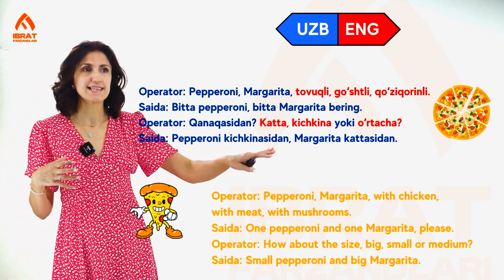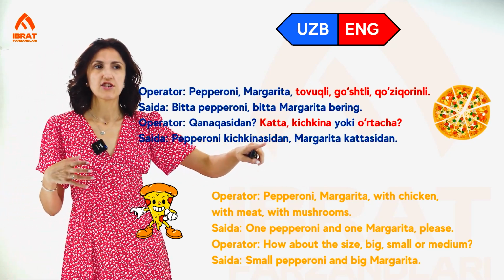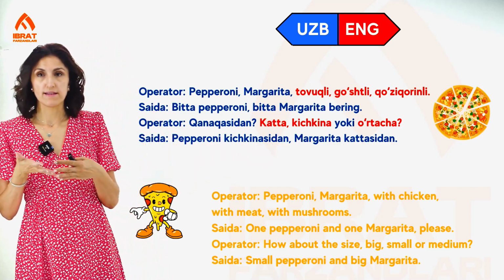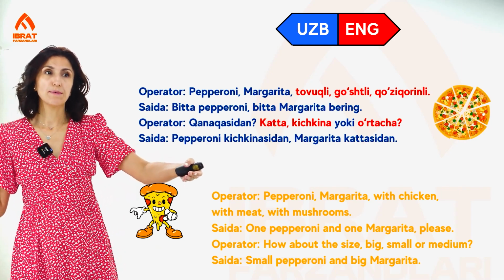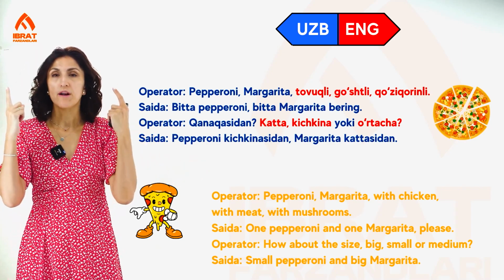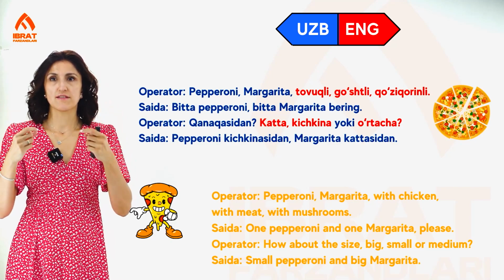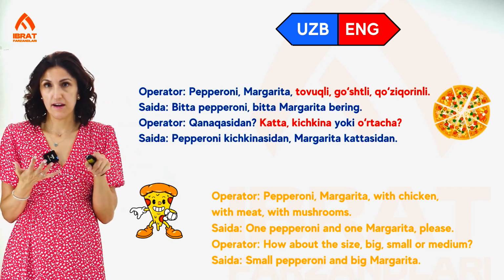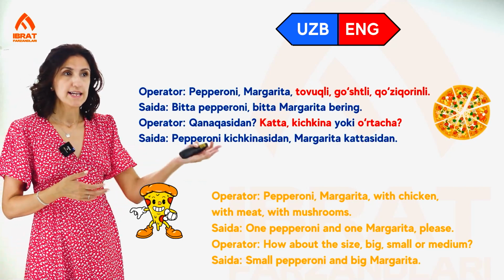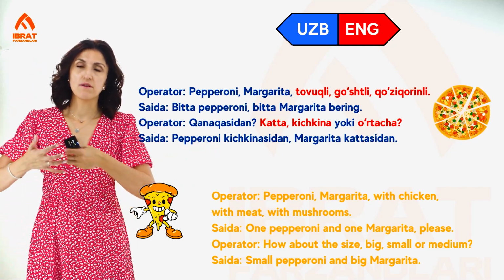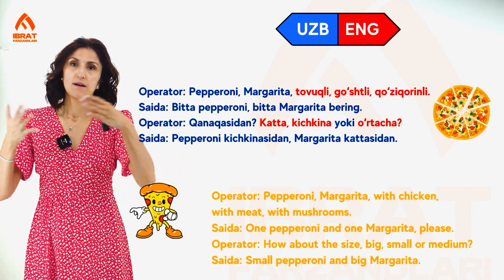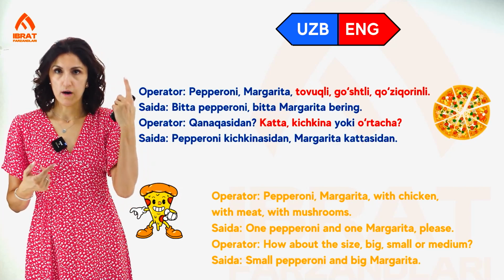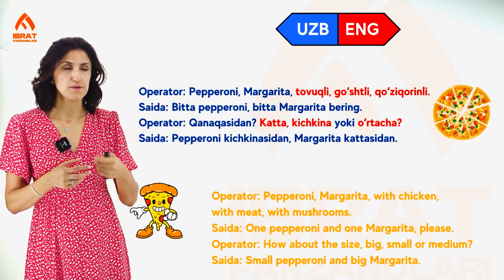And kichkinasidan, not just kichkina. Kichkinasidan means one of the small ones. Like you have lots of small pepperoni pizzas, and give me one of those. Yeah? It's not just give me one piece. Give me one of the many that you have. Just one. Margarita kattasidan. The same here. You have lots of margarita pizzas, lots of big margarita pizzas, and among them, give me one. Just one of those.